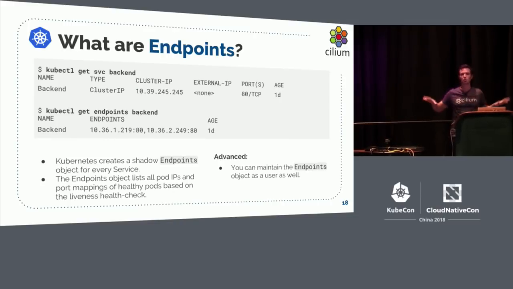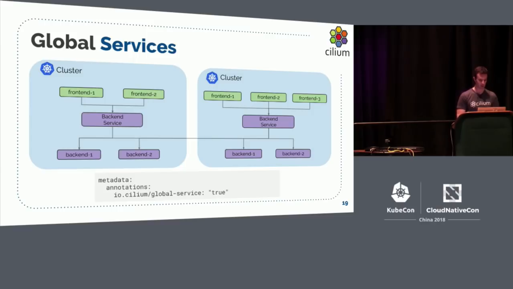This is all you need to know about Kubernetes in terms of multi-cluster. We're not introducing anything on top. We're using this exact construct to do multi-cluster. If you're an advanced user, you can manually maintain endpoints and put arbitrary IP addresses in this, and kube-proxy and other solutions will automatically load balance to those IPs as well. So this construct is not necessarily limited to pods.